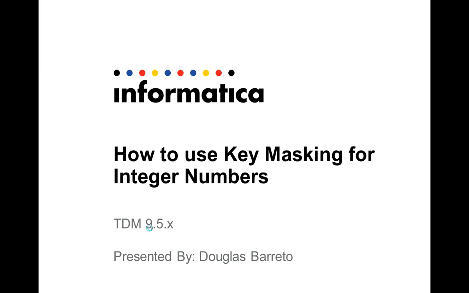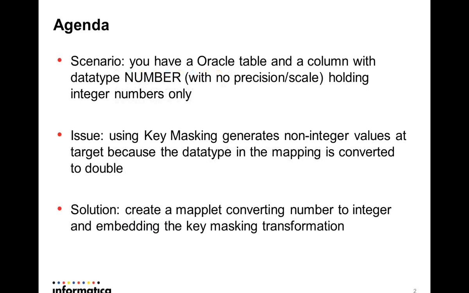My name is Douglas Barreto, and today I'm going to show you how to use key masking for integer numbers. You have a very specific scenario where an Oracle table has a column with data type number with no precision scale and holding integer numbers only. The issue is when you use key masking, it generates non-integer values at the target because the data type in the map is converted to double.